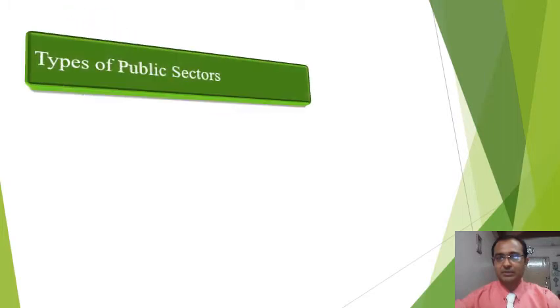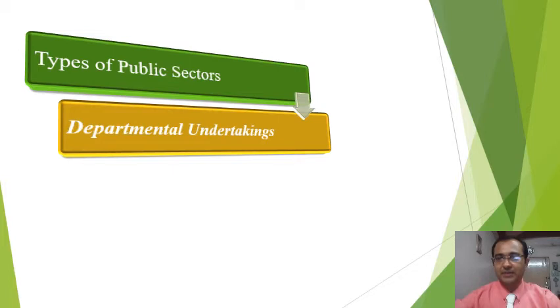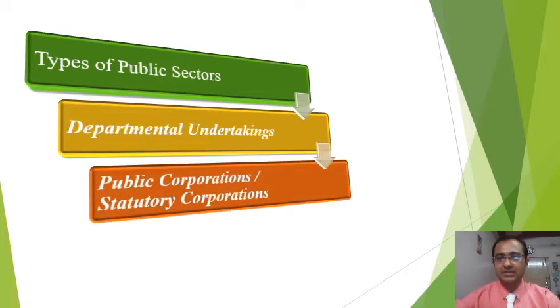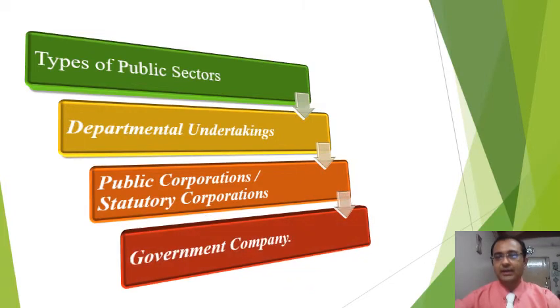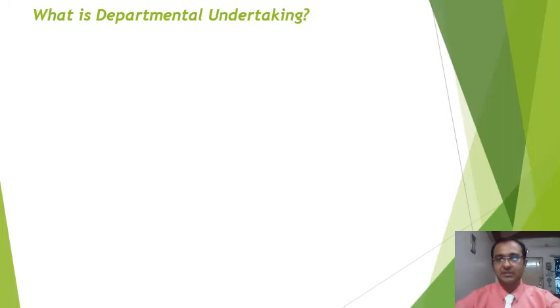Let's discuss the types of the public sector. First one, departmental undertakings. Second one, public corporations, which are also known as statutory corporations. And the final one, government companies. Let's start with the first type of public sector, that is departmental undertakings. Let's take a detailed look at what exactly a departmental undertaking is.